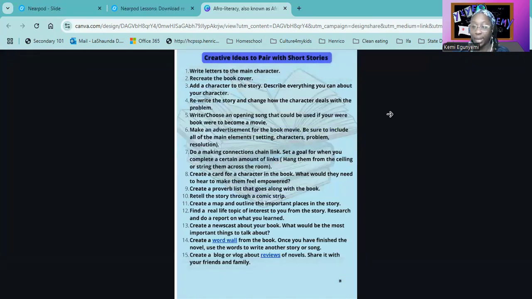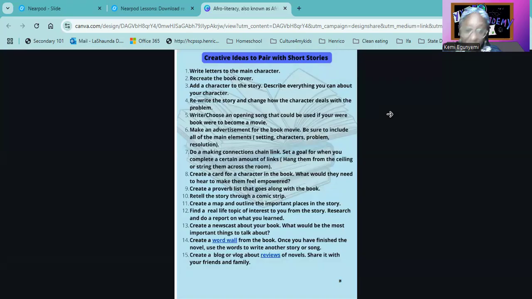And so here's some ways I told you all about really, really getting into the book for early elementary. They can write a letter to the main character, recreate the book cover, add a character, rewrite the story, and change how the character deals based on cultural connection. They can make an advertisement, do a making connections link. I used to have a challenge where I would do a link chain all across the classroom and see who had the most links.